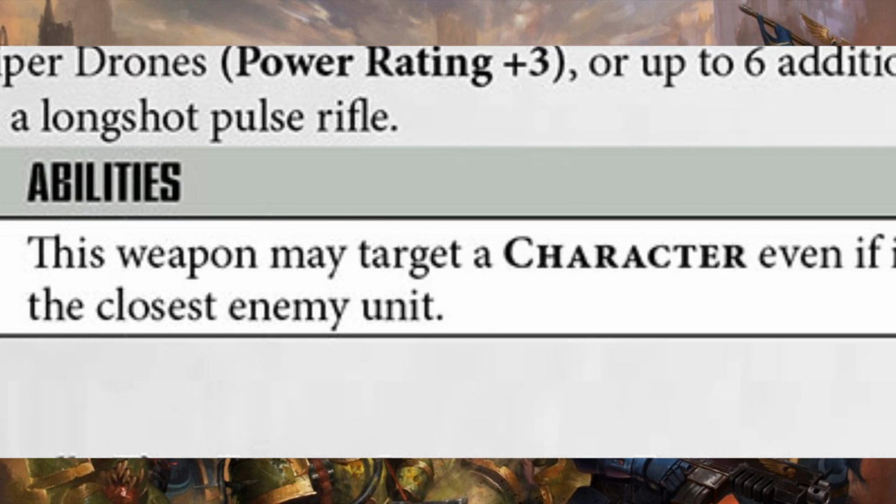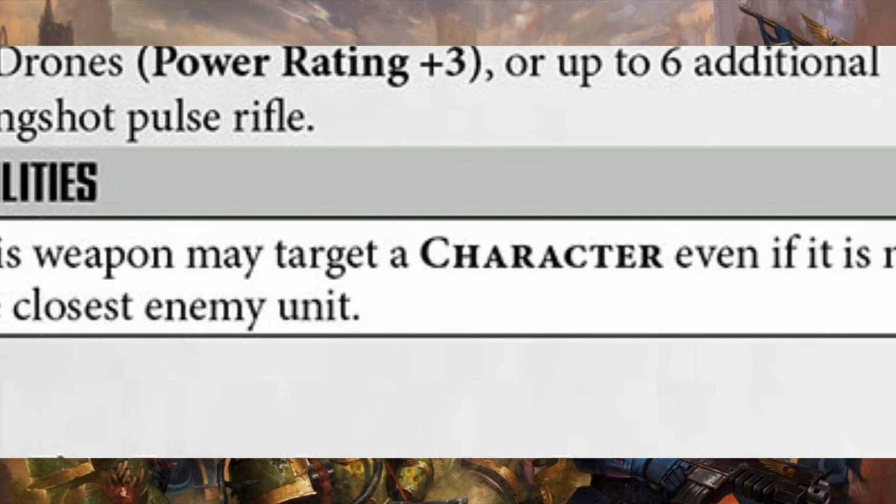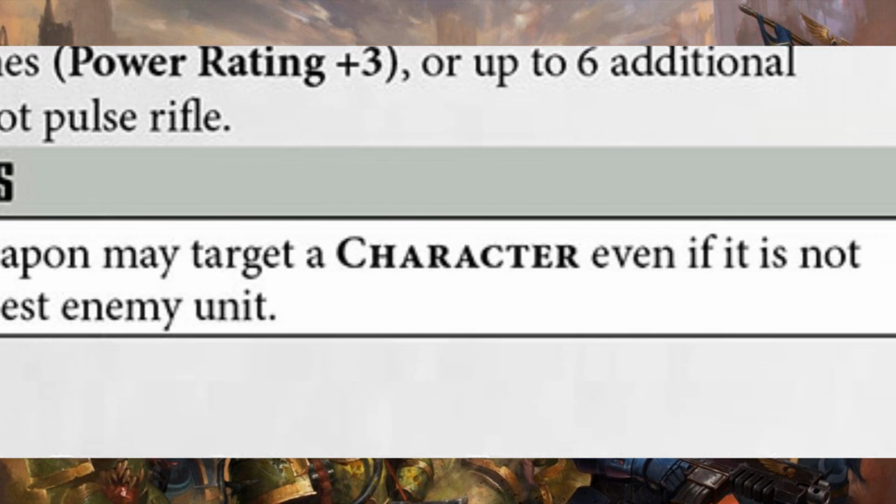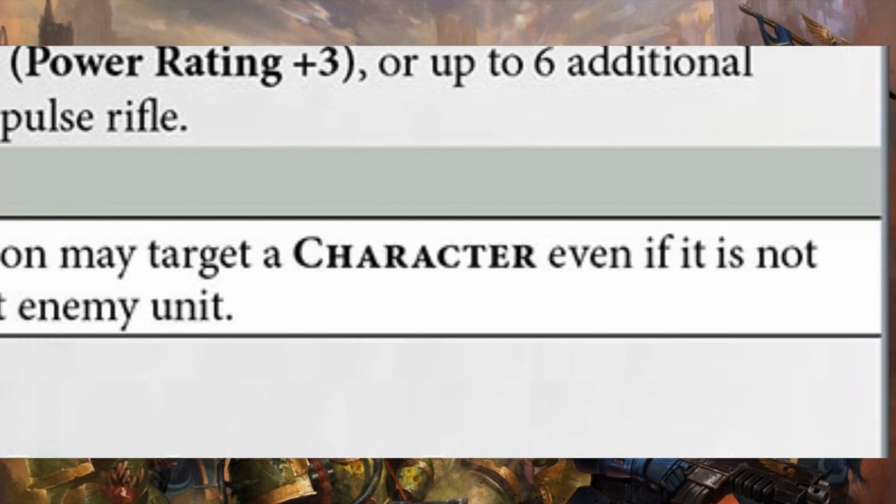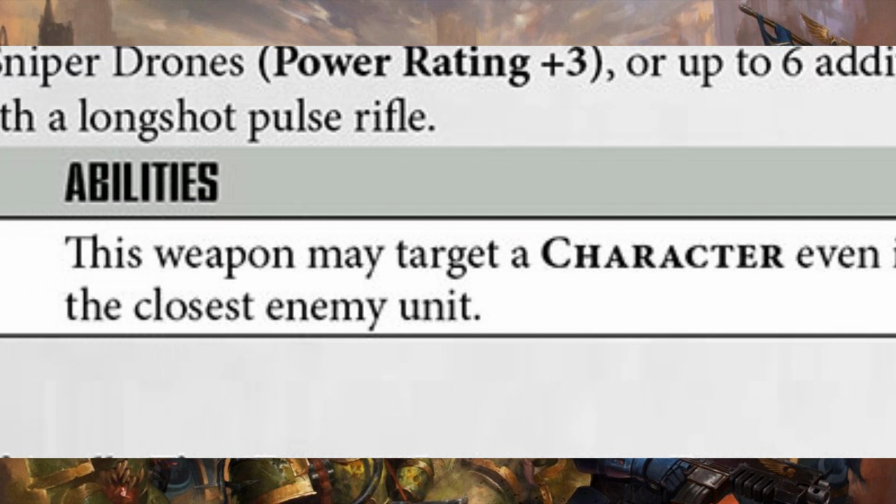Lots of weapons include tons of different abilities. Some give extra attacks, some do more damage, some make your wound rolls easier. The point is, weapons usually come with some abilities that change the way the weapon is used and usually make them unique.